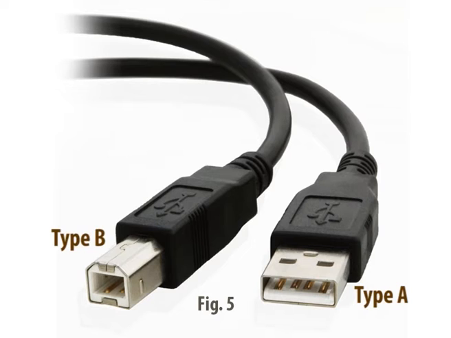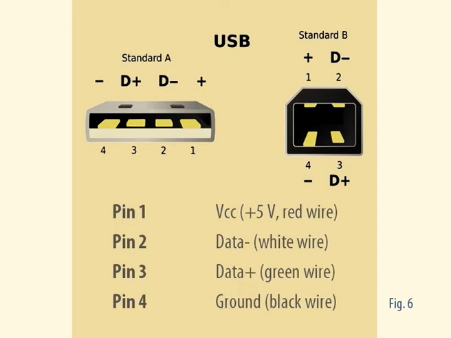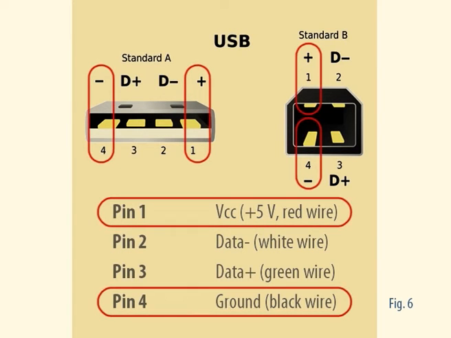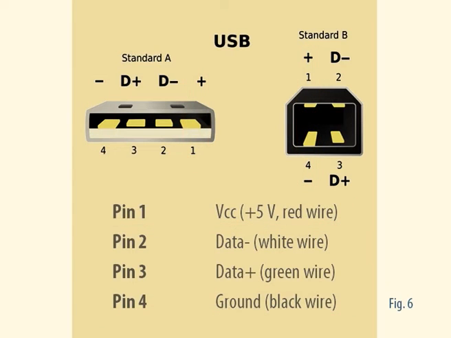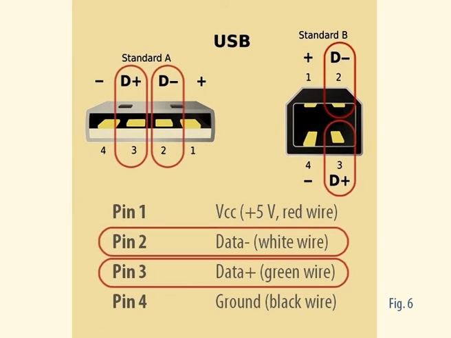Figure 5 shows a standard USB cable to connect a PC to printer having type A and type B plugs at both ends. Following figure 6 shows the pins and the signals on USB connector. As shown, it contains two power wires for 5 volt and ground. It contains two data lines shown as differential signals D plus and D minus.